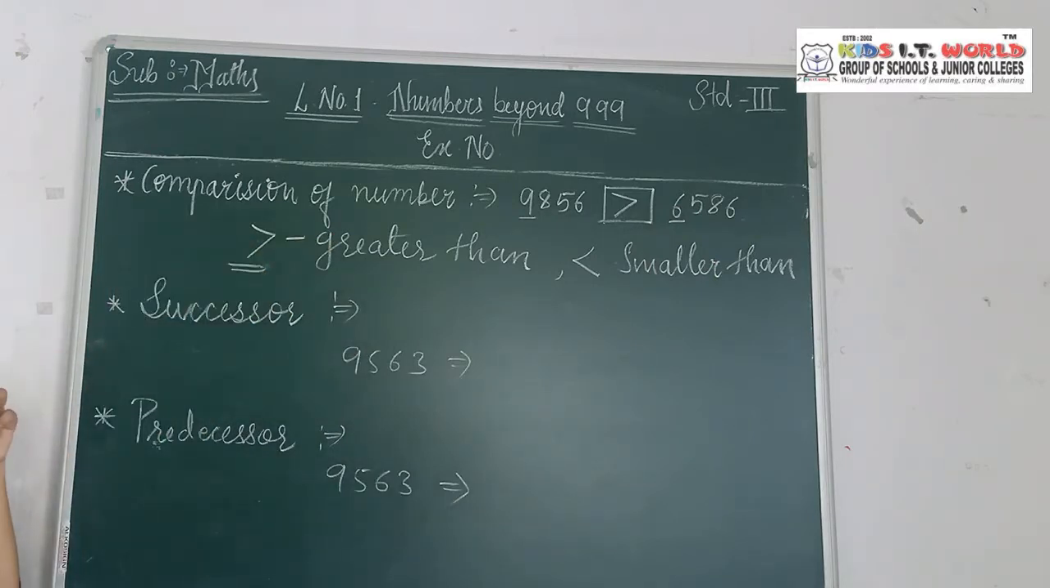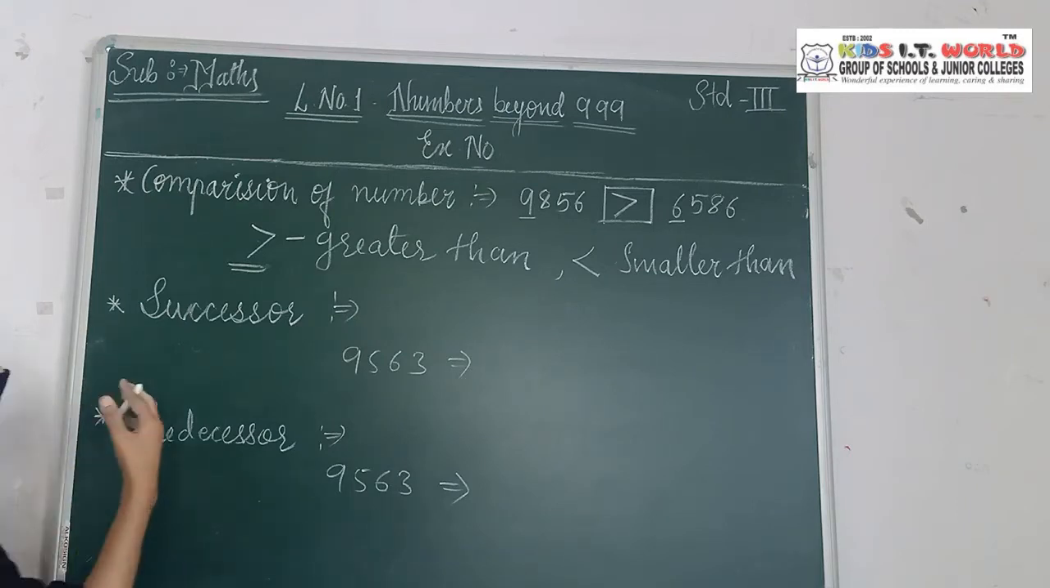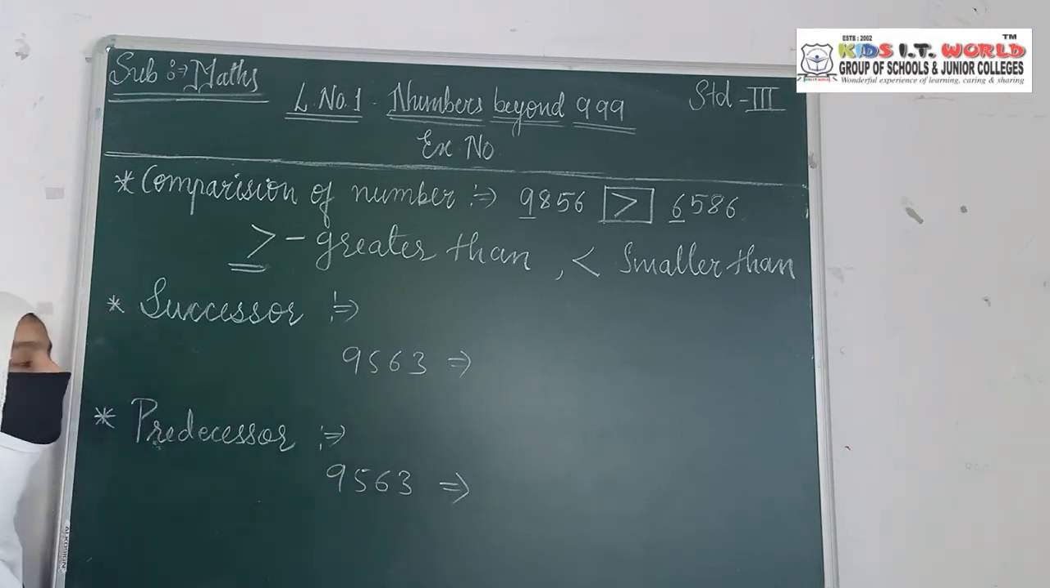Now the next topic is successor. Successor means the number coming after the given number. You have to find the successor. For example, the successor of 1 is 2, the successor of 2 is 3, the successor of 3 is 4.